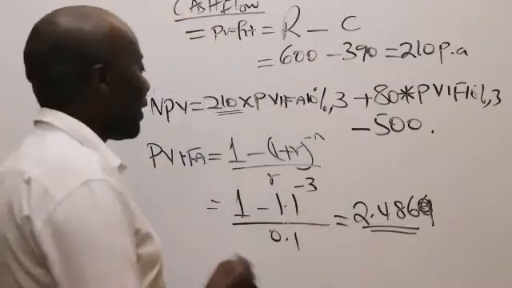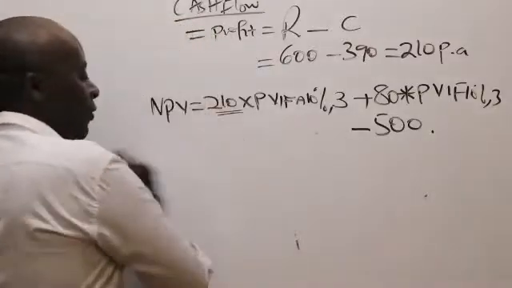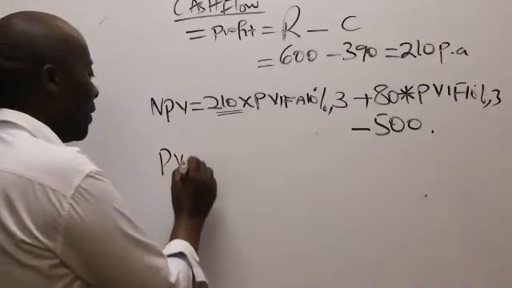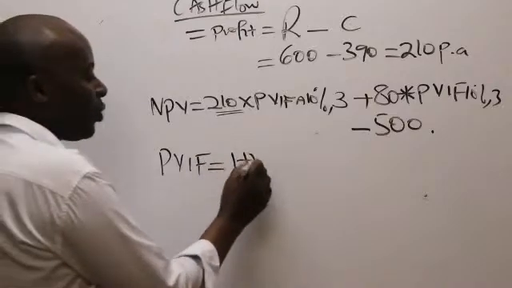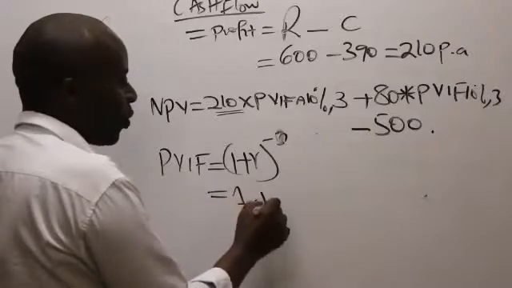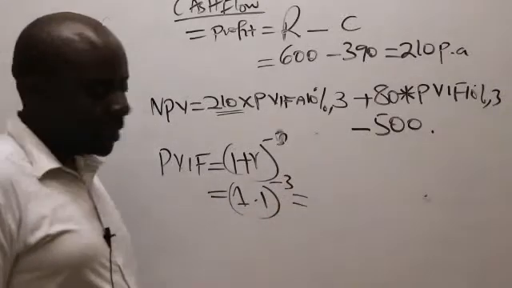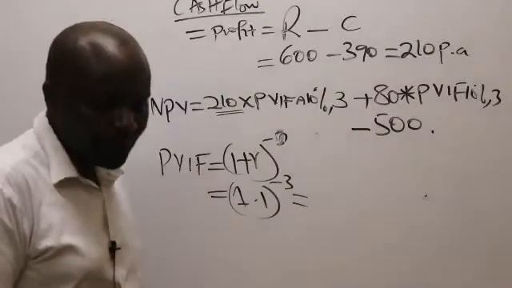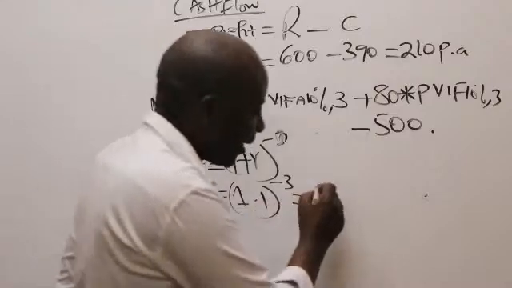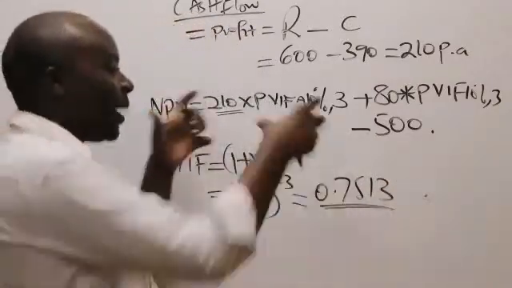Now the next one will be the PVF. So what do we have here for PVF? PVF is the present value interest factor. I know the formula is (1 plus R) raised to negative N. So this will be 1.1 raised to negative 3. At the end of the day, this will be equal to what? Somebody please help me out here. This will be 0.7513.